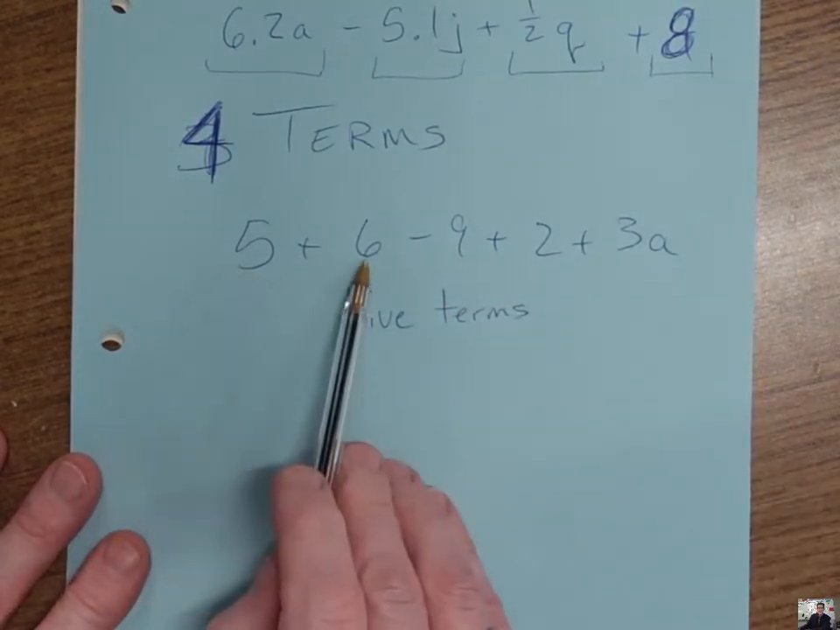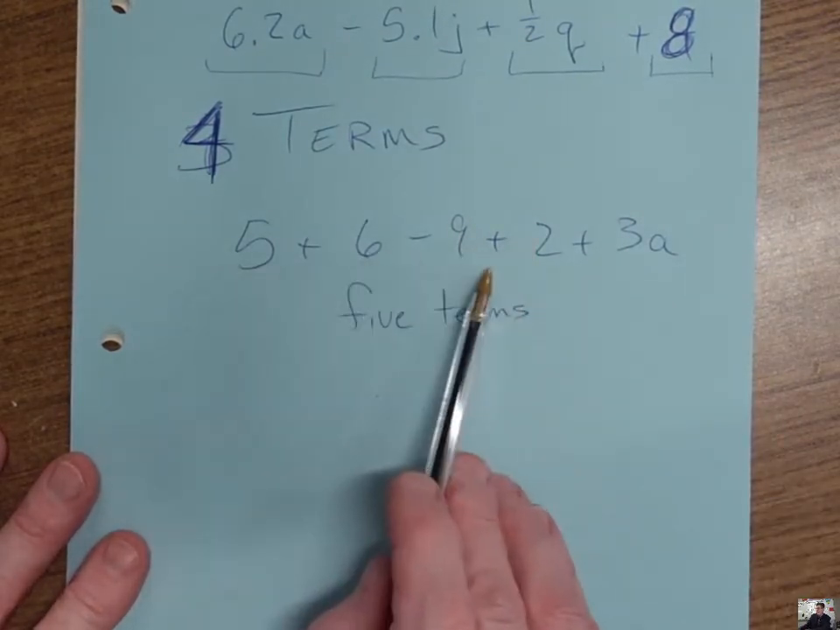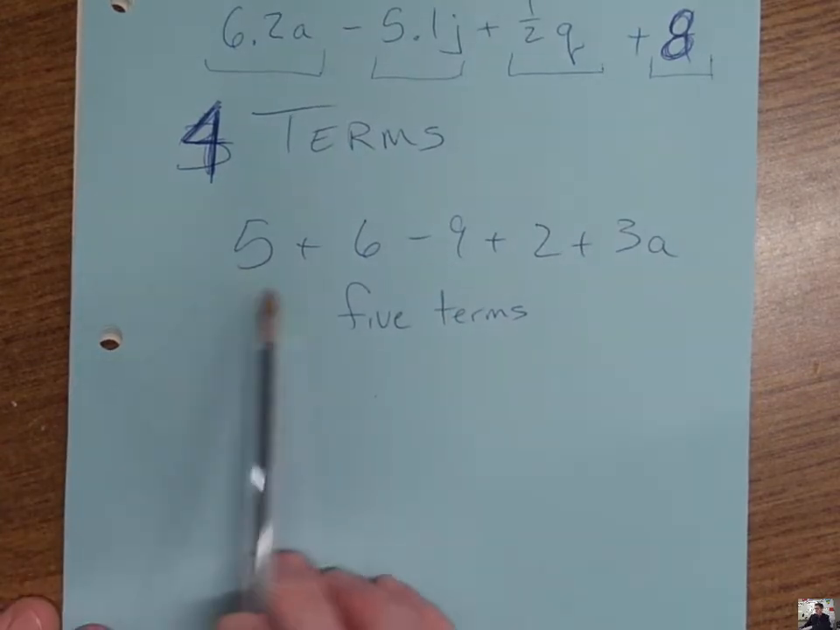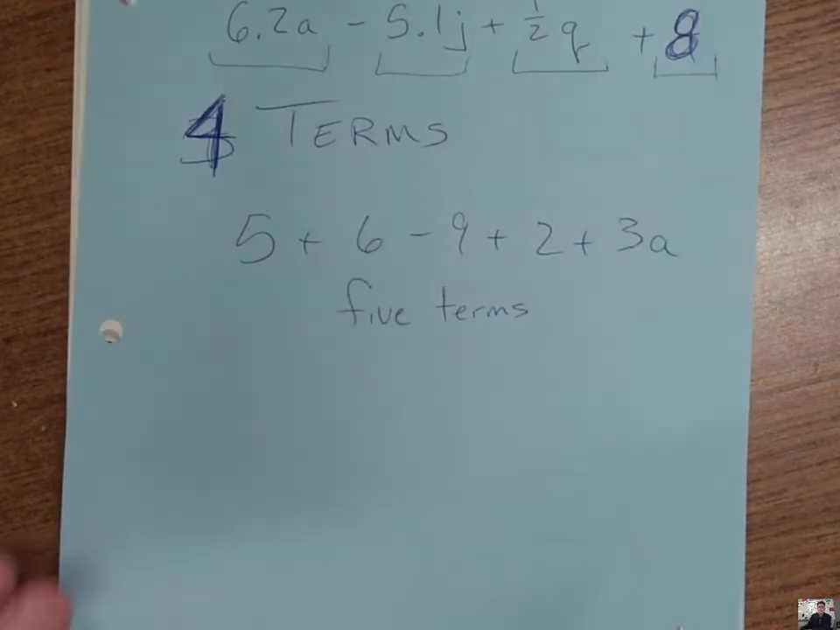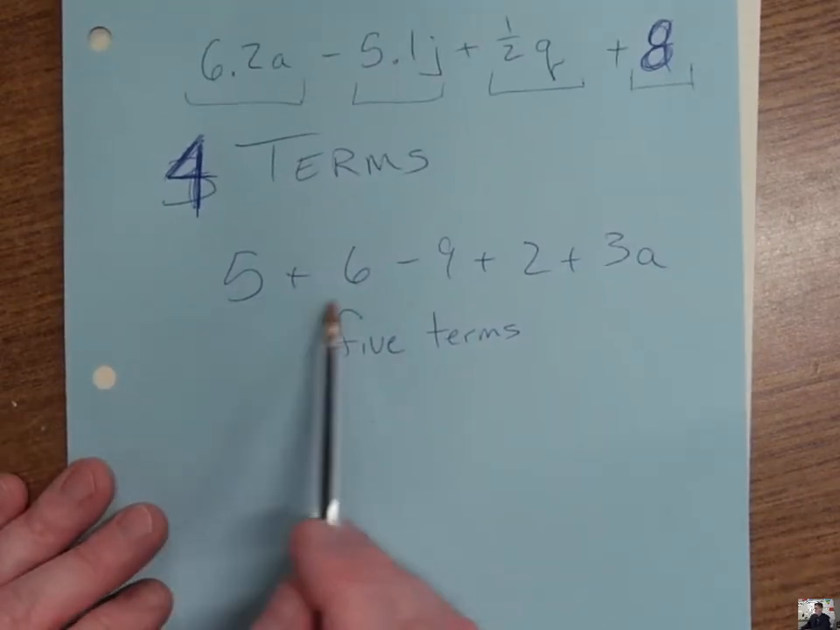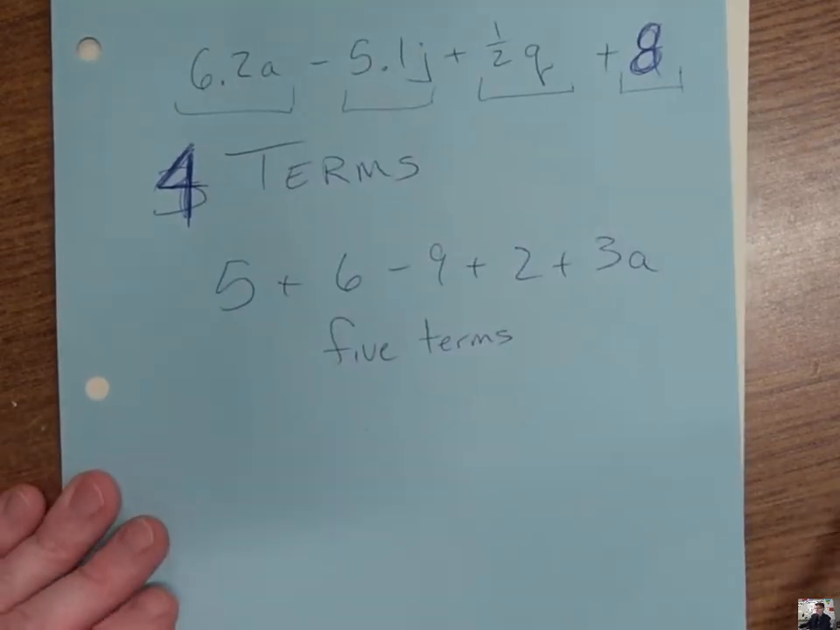Now, yes, well, wait a second. We could add and subtract those. We're not doing that yet. Just so you're aware that the word terms means that's the items that are being added and subtracted together in a mathematical expression.